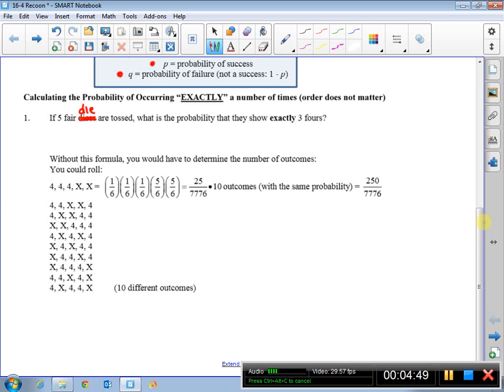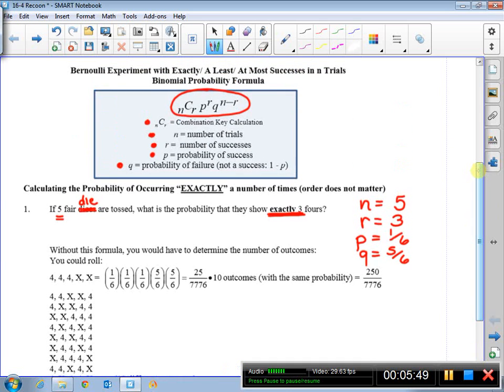Okay. If 5 fair dice are tossed, what is the probability they show exactly 3 fours? So n is the number of times I'm going to repeat the experiment. Well, 5 dice are being tossed, so I'm looking at 5 different dice. R is the number of successes I'm looking for. Well, I'm looking for 3 fours, so I'm looking for 3 of those dice to be the value 4. Then we need the probability of getting a 4 on a die. Q, remember, is its complement, or the probability of not getting a 4. 5 out of 6. Okay, these should always add up to 1. And those are the 4 values we need to plug into this formula up here.